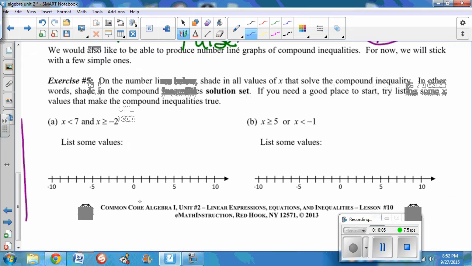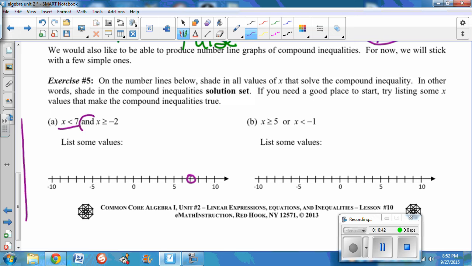So let's graph these. Okay, let's graph these solution sets on the number lines below. So with this first one, x is less than 7 and x is greater than or equal to -2. So it says list out some values. All right. So I like to go right to the number line and graph each piece. x is less than 7. So I know 7 is here. It doesn't say equal to, it just says less than. So it's an open circle. And it's less than, so we know that less than is going to go to the right.